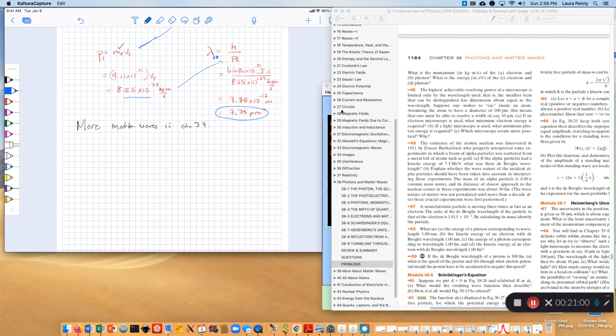That's all I'm going to do in chapter 39. We are going to do more matter waves in the next chapter, which would be on the next homework set and the next quiz. But this is all from this chapter in terms of matter waves. All right.